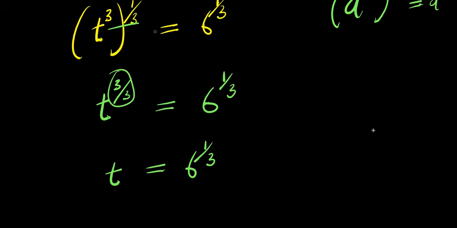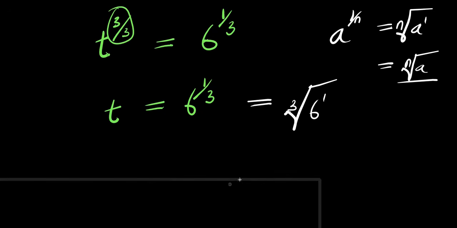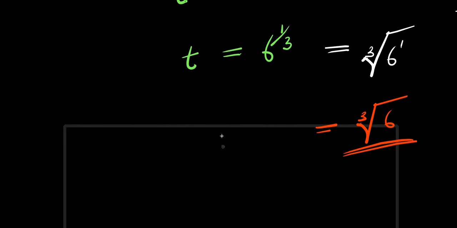Now, consider this identity: if you have a power 1 over n, this equals the n-th root of a power 1, which is the same thing as the n-th root of a. So this will give you the cube root of 6 power 1, which is equivalent to writing the cube root of 6. So this is our t, a final answer. That means t equals cube root of 6 or 6 power 1 over 3.